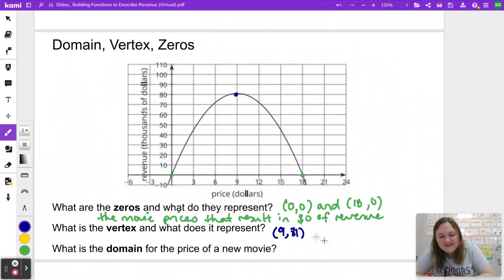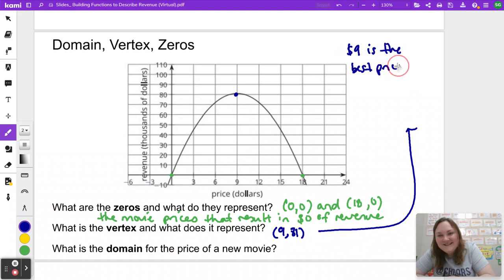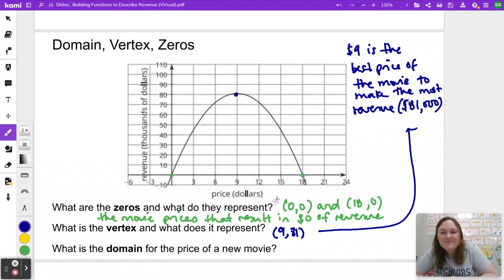And what does it represent? I'm going to have to write this up here. It represents that $9 is the best price of the movie to make the most revenue. And I can even say the revenue is $81,000. There are different ways to word that, of course, but you want to include that $9 is going to result in the most revenue. Finally, this one we have not done yet.